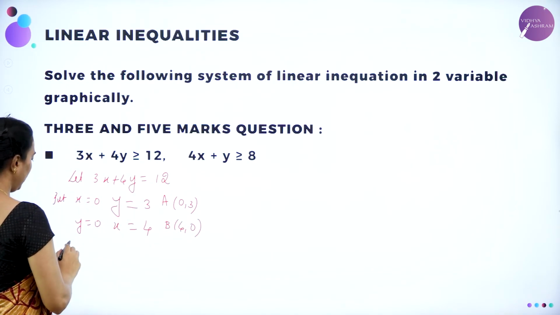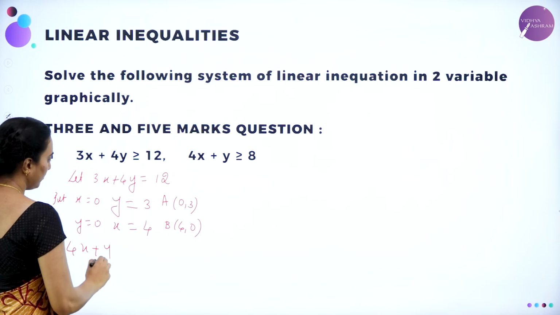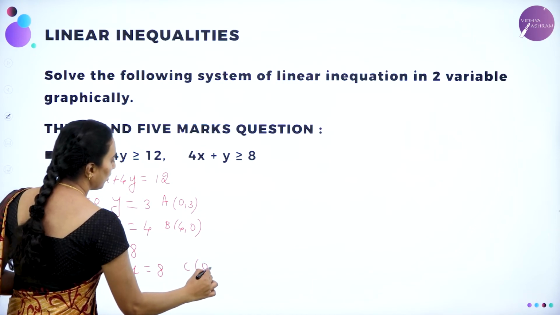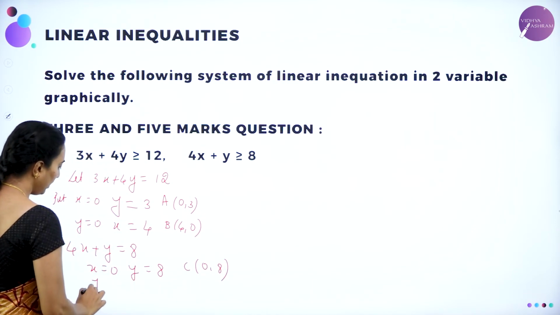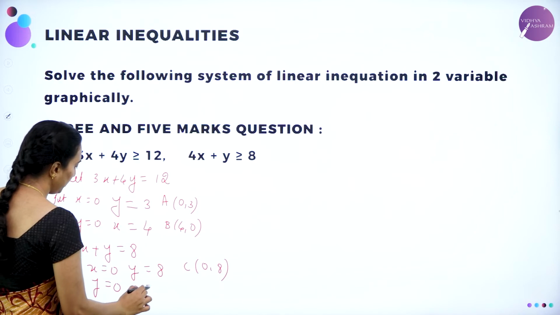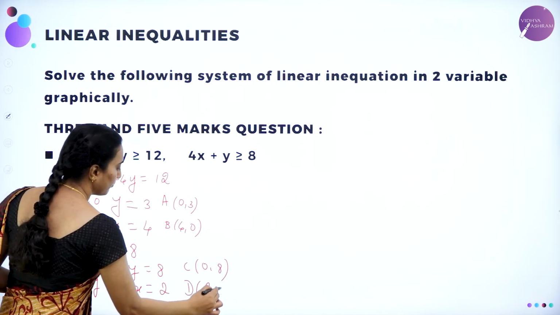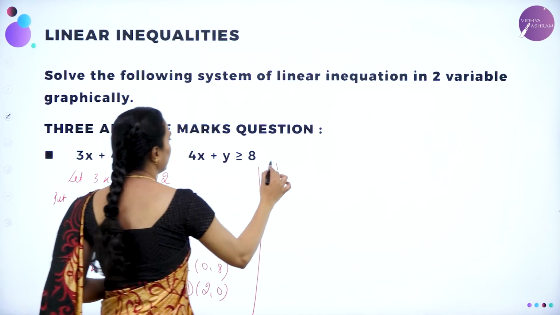Now take the next line, 4x plus y equal to 8, put x equal to 0, what is y is equal to 8. So, C of 0, 8. Next, put y is equal to 0, what x will be is equal to 4, 1s are 4, 2s are 8, which is D of 2, 0. Now, let us test for the origin.